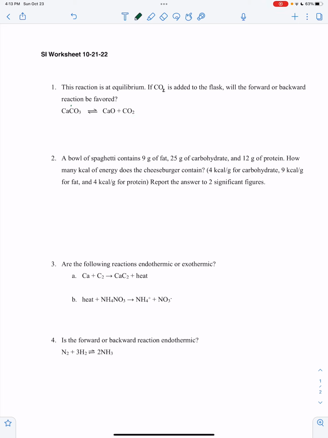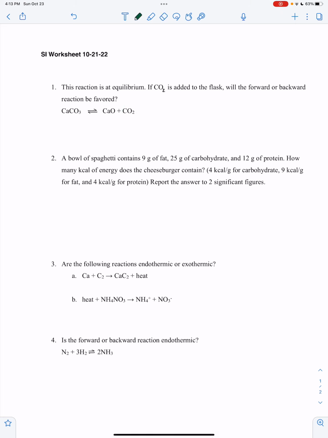So right now it's at equilibrium. Both reactions are happening at the same rate. But if we add CO2, if we add more of this one to the flask, the question is asking, is this reaction going to be happening more often, or is this reaction going to be happening more often?